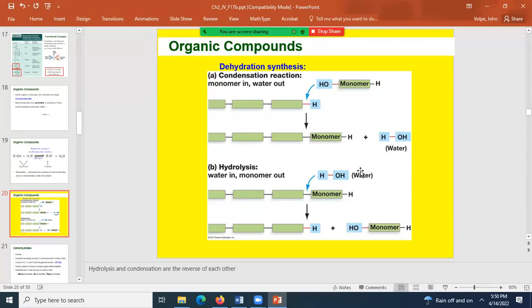And then the reverse, you add the water to the polymer, and this monomer breaks off, grabbing the OH of water, and the H of water joins to the smaller polymer right here. So hydrolysis and condensation synthesis reaction are the reverse of each other. And in our body, we do this all the time.